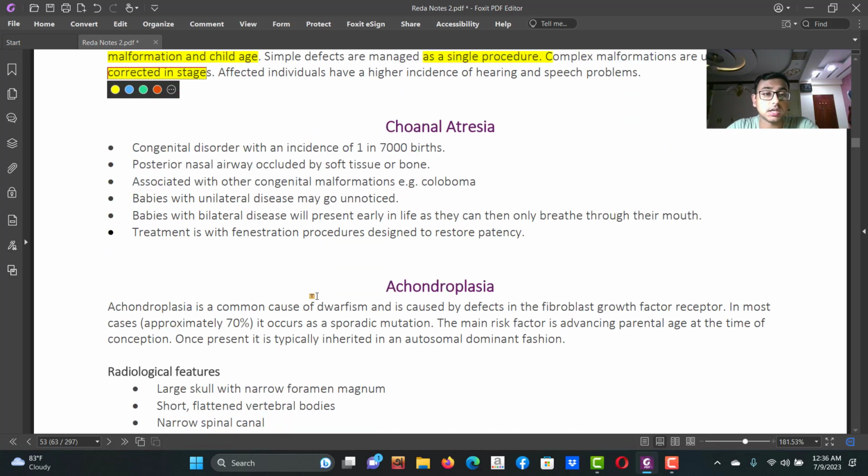Now the choanal atresia. Choanal atresia has an incidence of 1 in 7,000 births. The posterior nasal airway is occluded by soft tissue or bone. Try to remember this very easily. It is associated with other congenital malformations such as coloboma. Babies with unilateral disease may also go unnoticed. In that case, choanal atresia will be developed.